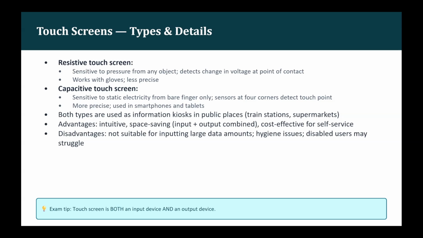So I'm going to give you an exam tip. A touchscreen is both an input device and an output device. So in the exam, you should know about this.